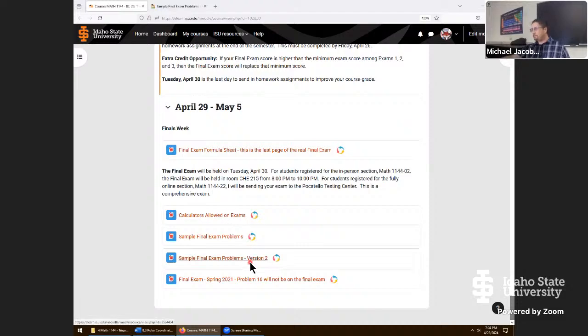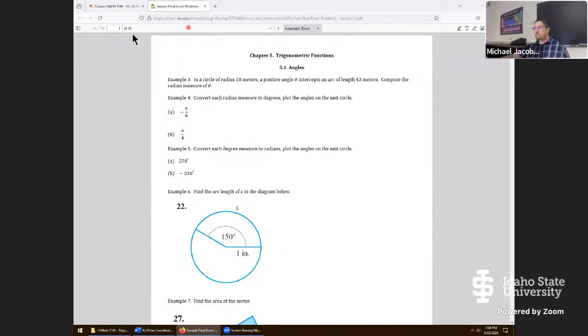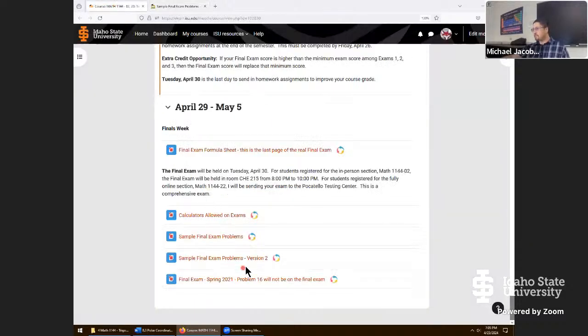But version 2 sample exam problems, not necessarily meant for you to solve every single problem on this 16 pages. Again, that's a semester's worth of work. The real use of this is for targeted practice. You can look at, say, the sample exam here, or the other sample final exam problems to decide what section do we really need to take a closer look at.